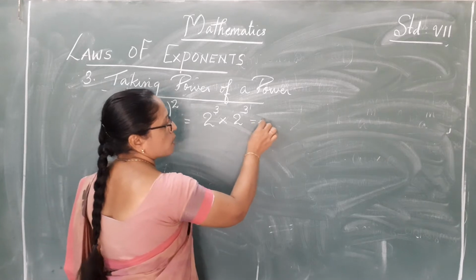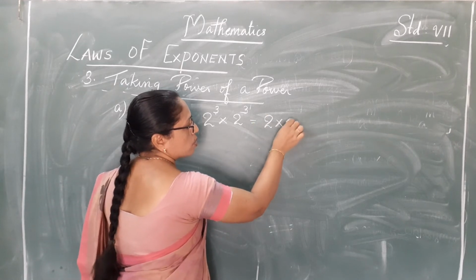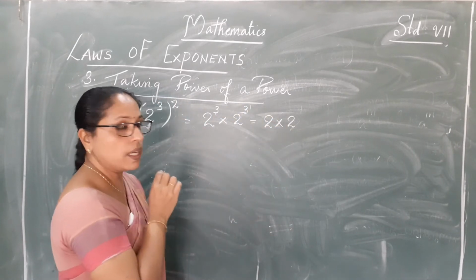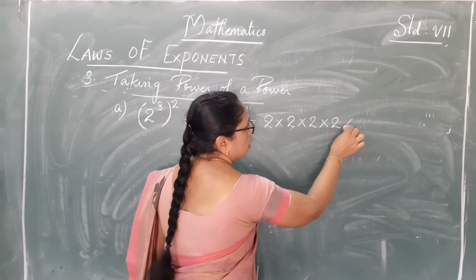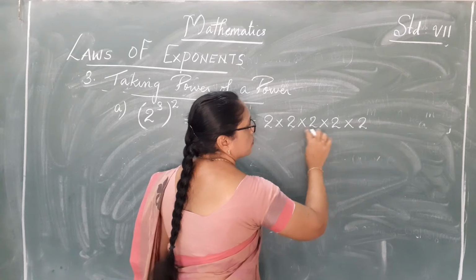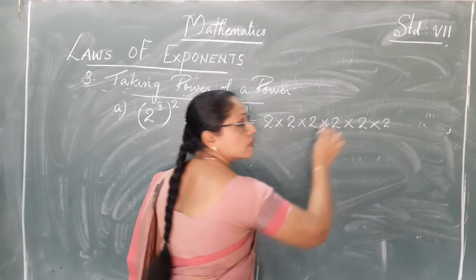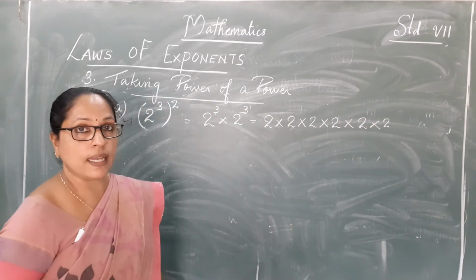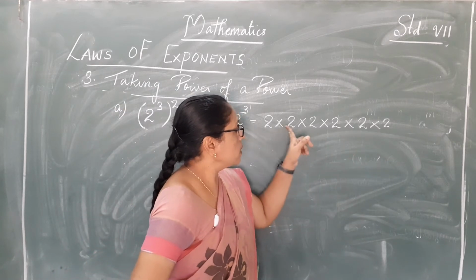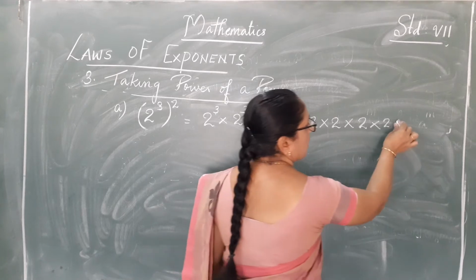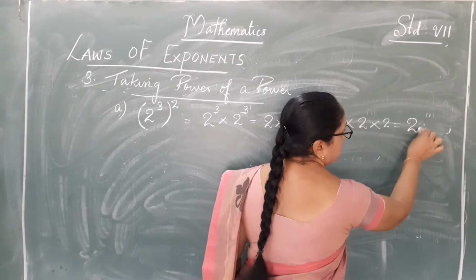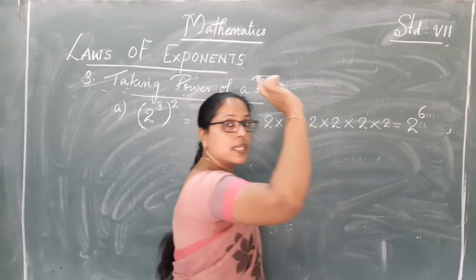So now when you expand 2 into 2 into 2 into 2, okay, how many times has 2 come in the answer? 1, 2, 3, 4, 5, 6 times. So how do you write it in exponential form? Yes, 2 raised to 6.